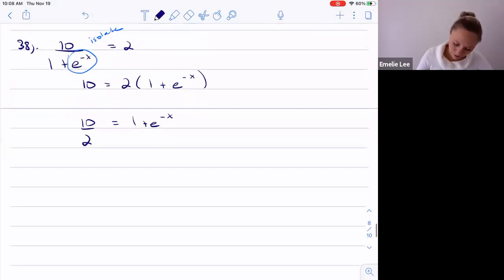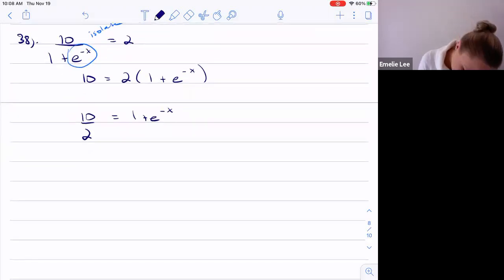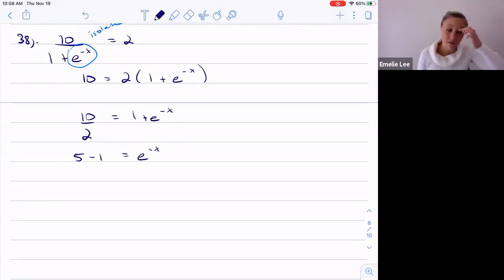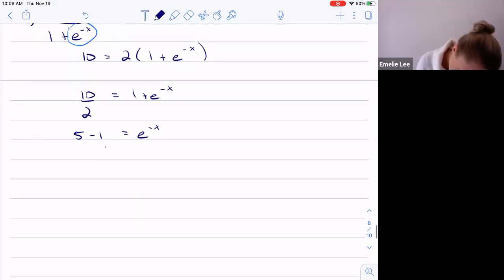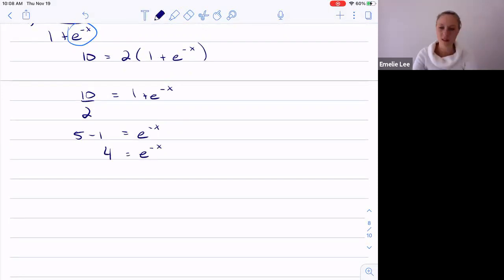Okay. So 5 minus 1 is e to the negative x. 10 divided by 2 is 5. Then I have to subtract 1 from both sides. So I did 2 steps in one here. And we should be getting more comfortable with this anyway. So 5 minus 1 is, of course, 4. Is e to the negative x.